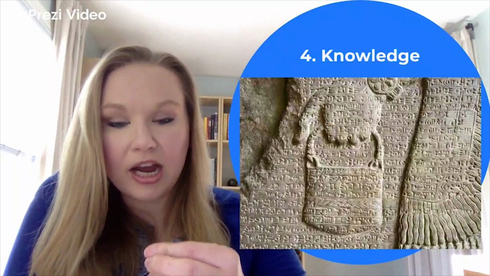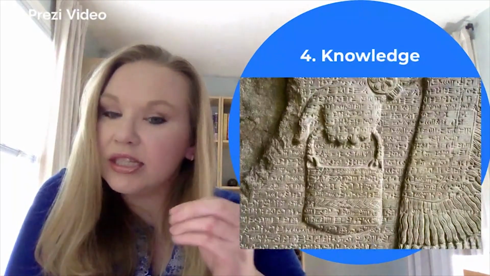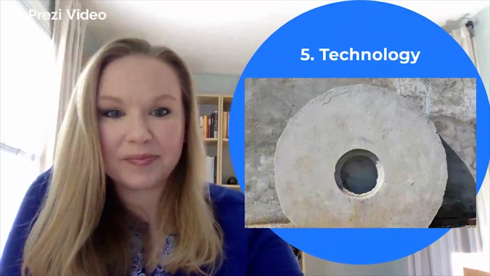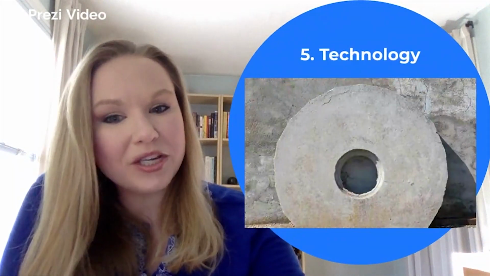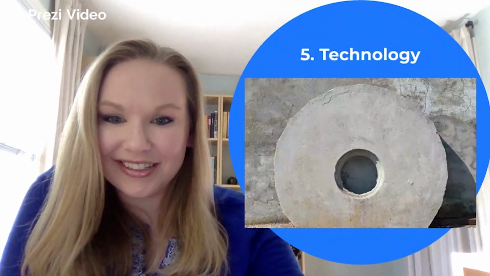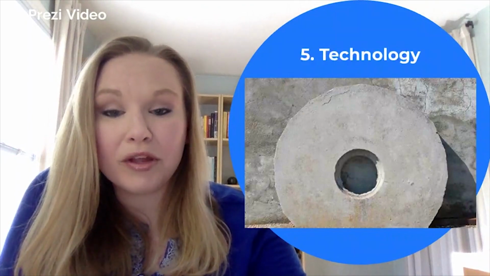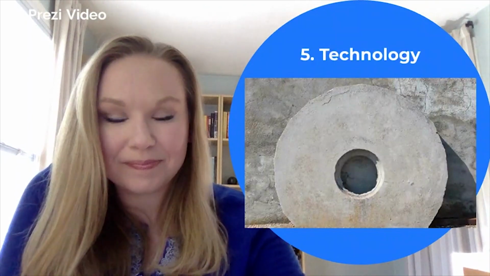Number 4 represents knowledge. This is ancient cuneiform, or their writing, which is actually older than Egyptian hieroglyphics, but they aren't the same. They're pictographs and they look a little bit different. But this is the oldest form of writing that started in ancient Mesopotamia. Number 5 is the wheel, and it represents technology. And the wheel was designed in ancient Mesopotamia in 3500 BC.